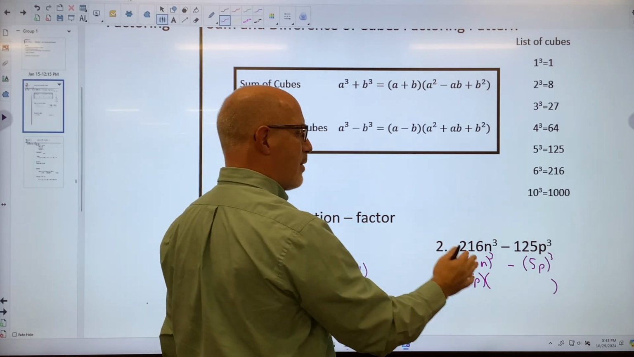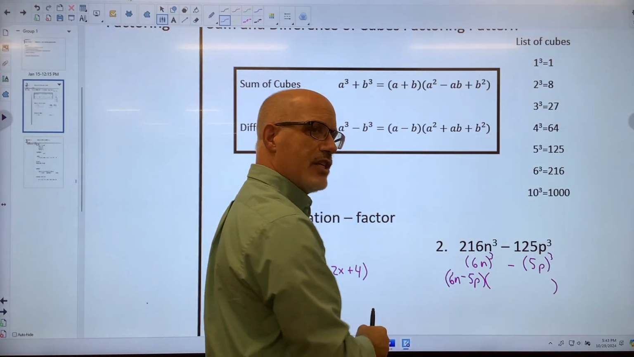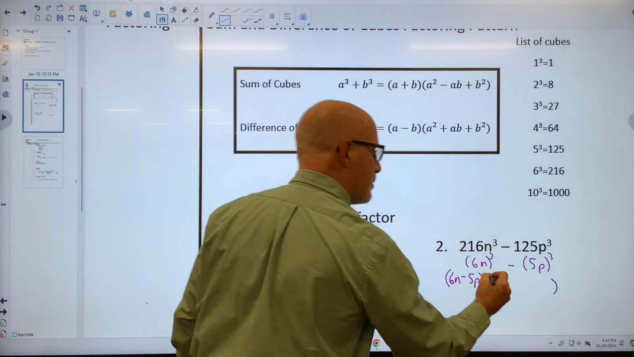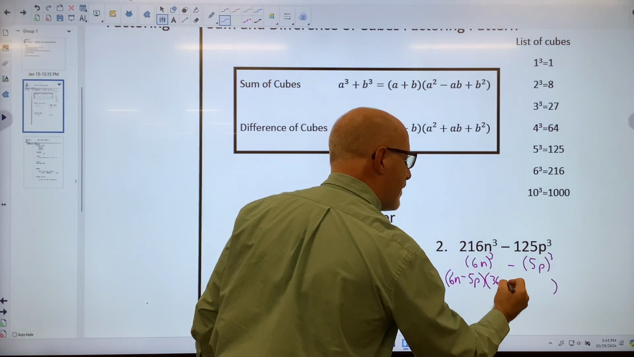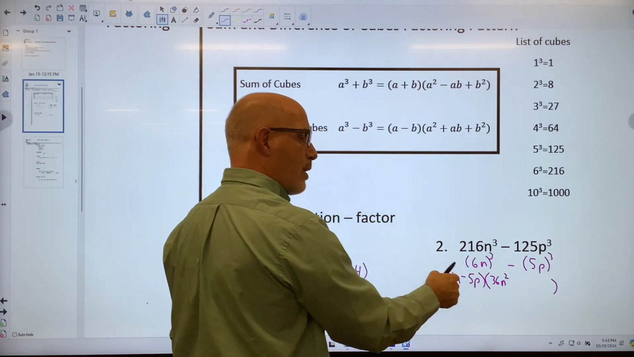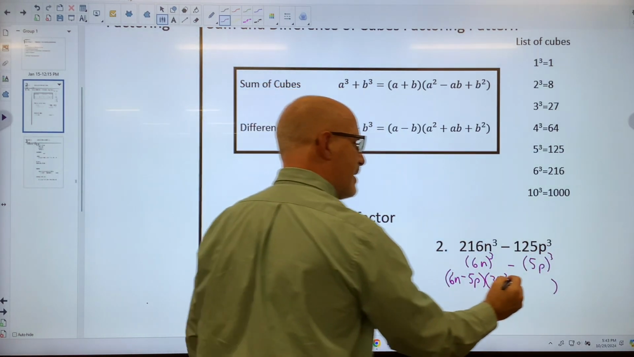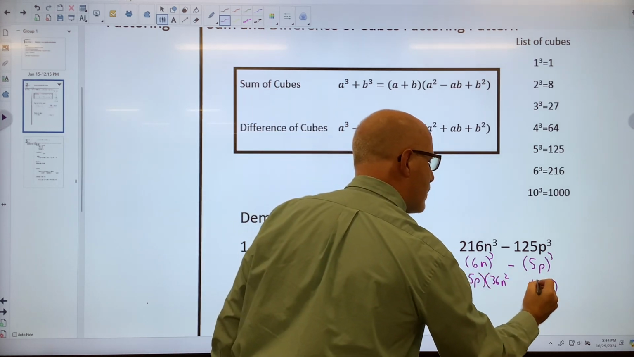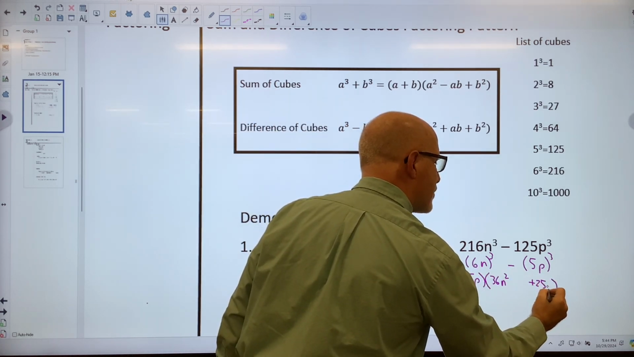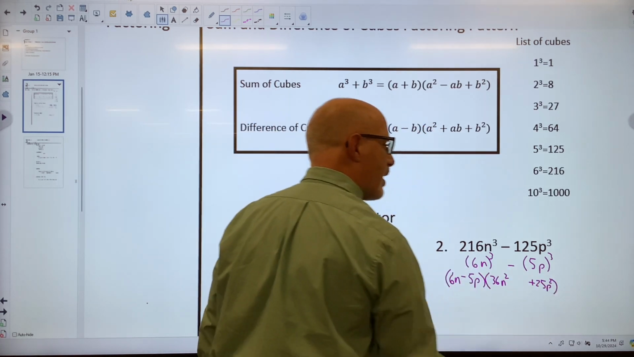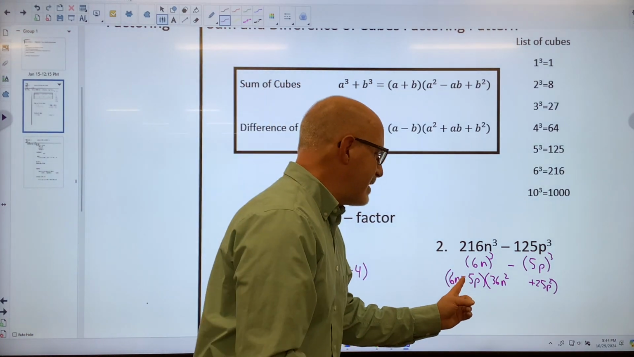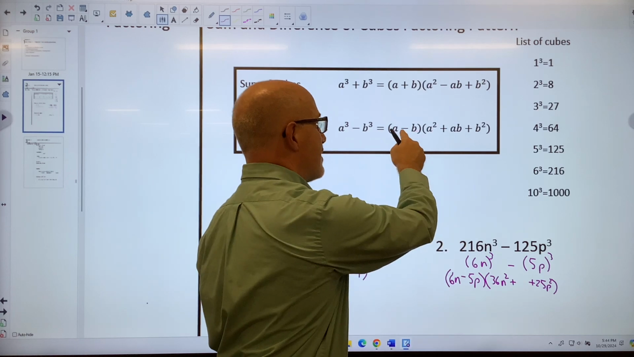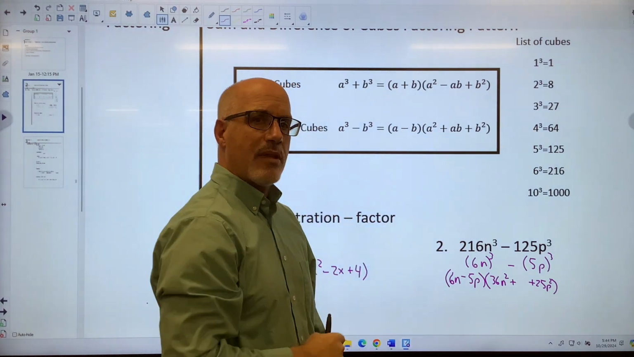And then the second part here is I'm going to square each of these. So I'm going to square 6n, squaring 6 gives me 36, and then I'm going to have an n squared. Now square the last one and put it at the end. So I'm going to have plus, always plus at the end. Square the 5, you get 25, and then square the p and you get a p squared. And in the middle, when this is a minus, I'm going to make this into a plus. Notice that's the pattern here. Minus there becomes a plus there.